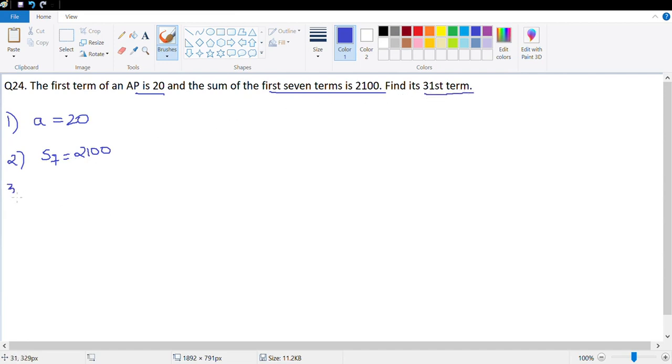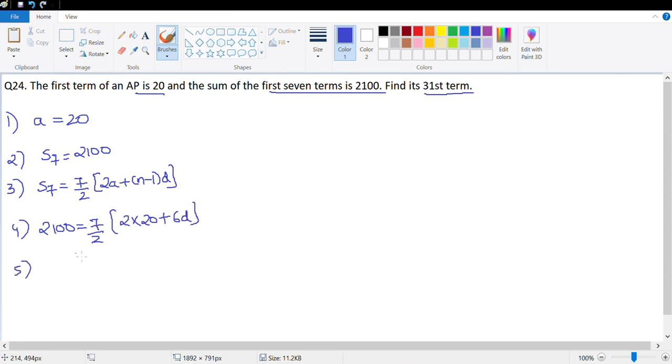So I know the sum of n terms will be equal to n upon 2 multiplied with (2a plus (n minus 1) times d). Let's substitute values. 2100 is equal to 7 upon 2 multiplied with (2a, which is 2 into 20, plus n, in this case 7, so plus 6d). Let's cross multiply. So this is 2100 into 2 upon 7 is equal to 2 into 20, that's 40, plus 6d. 2100 into 2 upon 7 is 600.